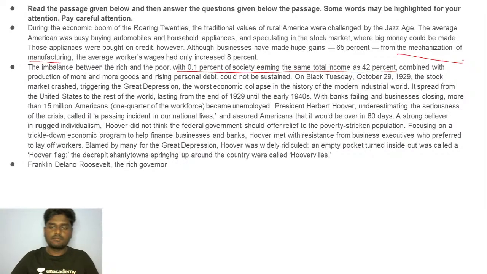I think it should be here. Yeah. A strong believer in rugged individualism.